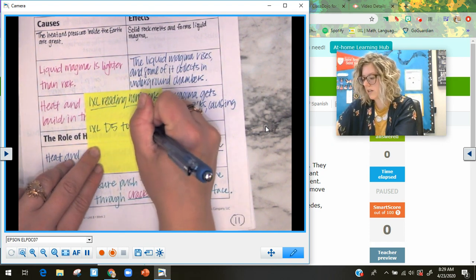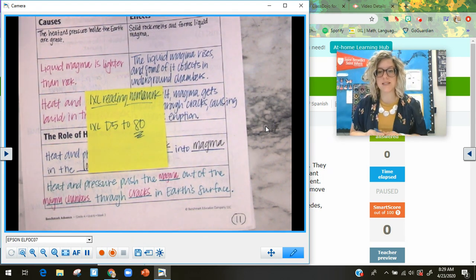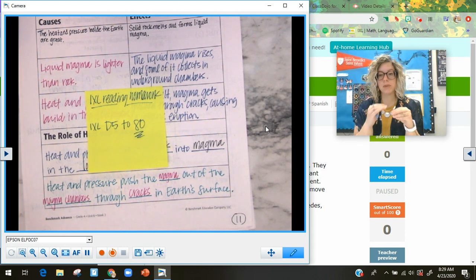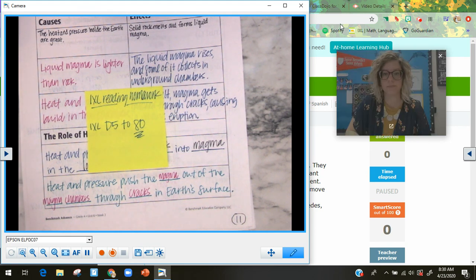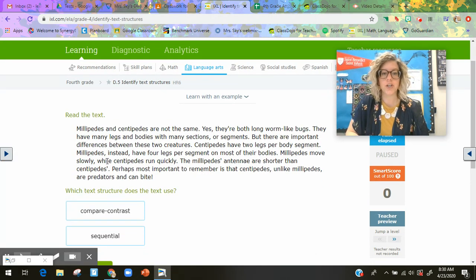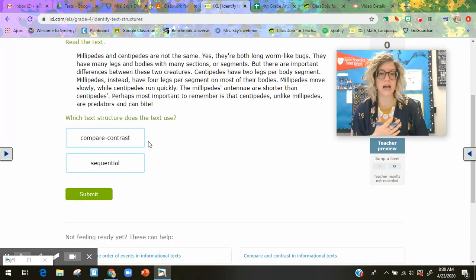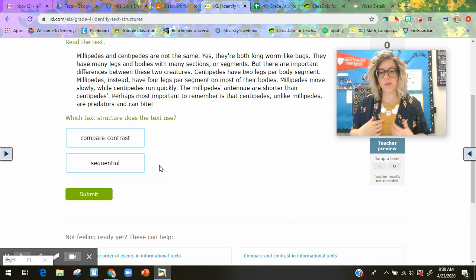D5 to 80. What you're doing is you're going to be identifying text structures. You're going to read a little paragraph, and then there's going to be a couple options, and you have to tell me how did the author organize this information? Okay, so I'll do a couple with you. It's going to look like this, D5. You're going to read this text, and then tell me, is this a compare and contrast, or is this a sequential? So there's a couple different text structures.